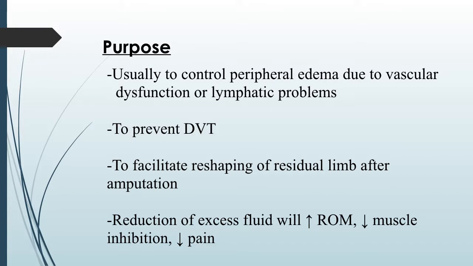The purpose of intermittent compression is to control peripheral edema due to vascular dysfunction, to prevent the formation of deep vein thrombosis by constantly flushing blood and fluid at the capillary level, and to facilitate reshaping of the residual limb after amputation. The reduction of excess fluid will also increase range of motion, decrease muscle inhibition, as well as decrease pain.